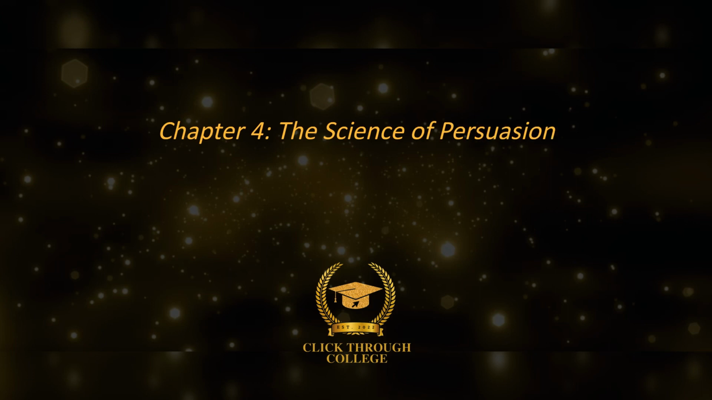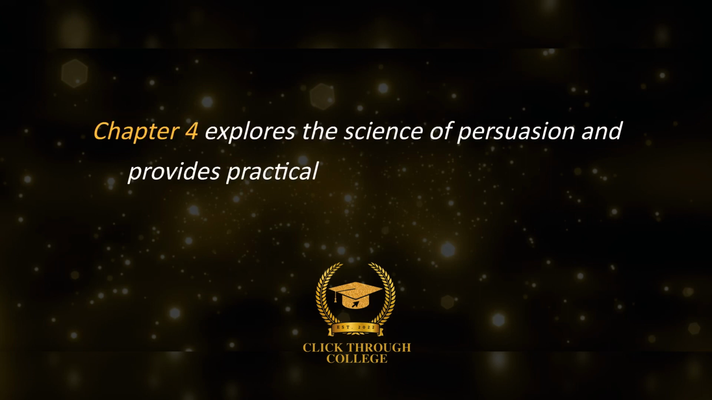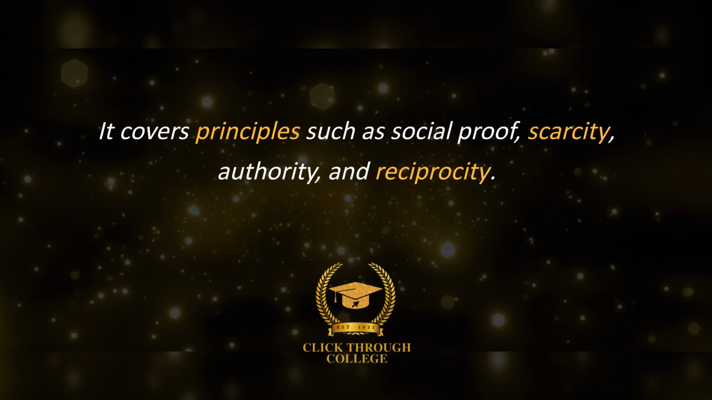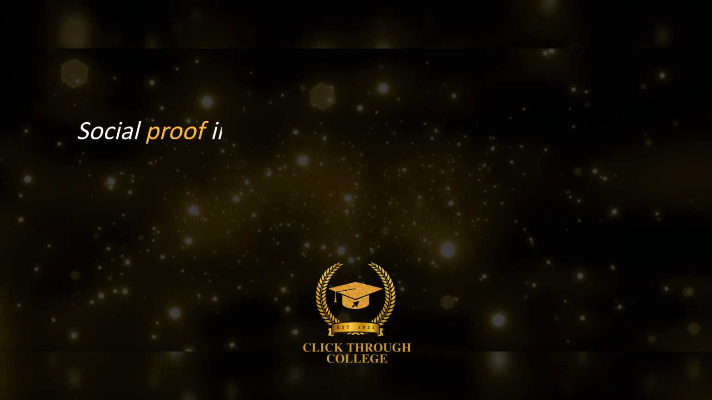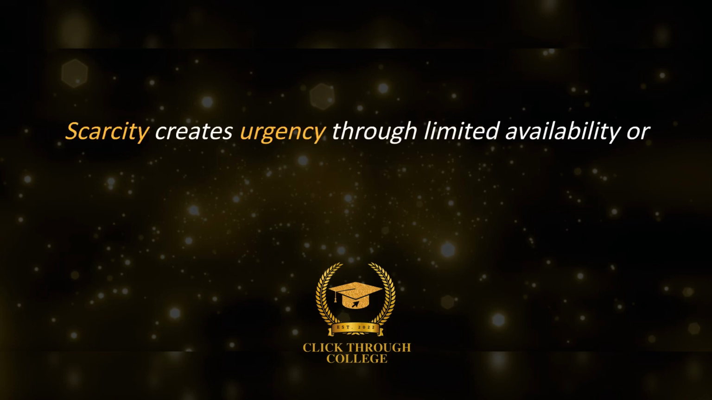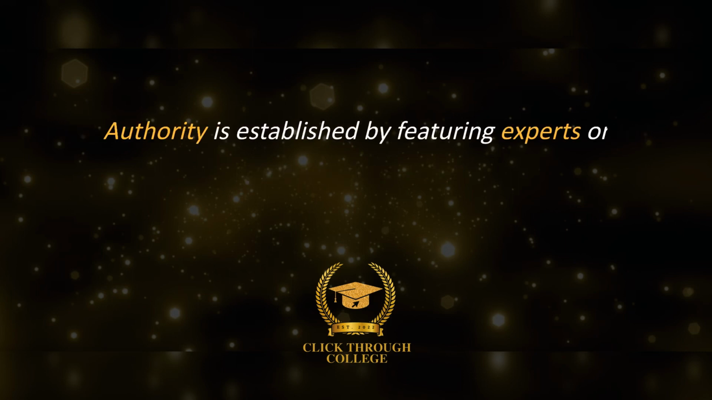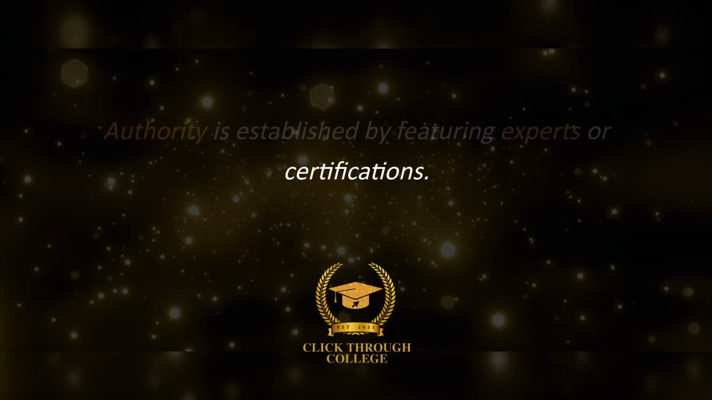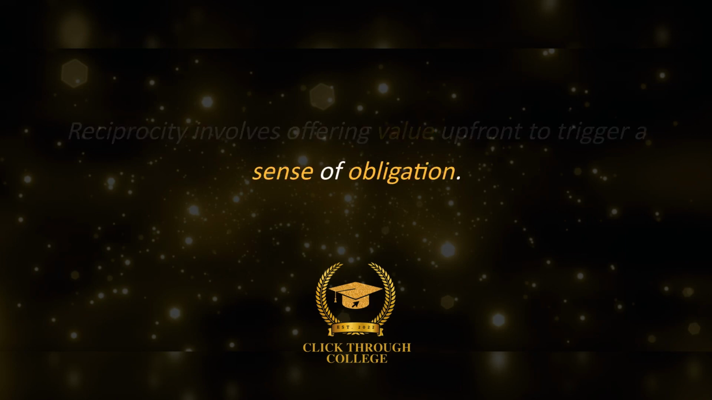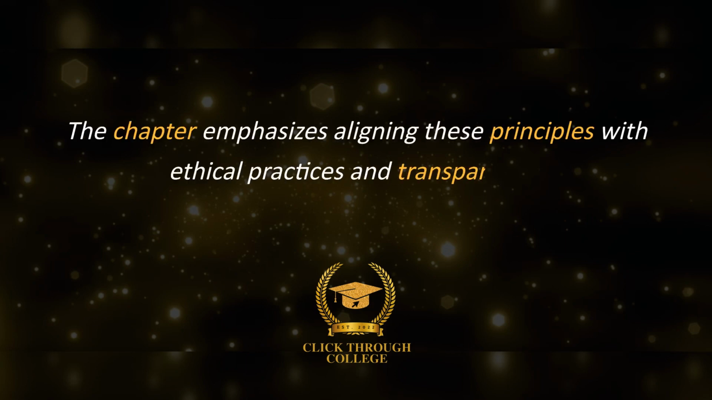Chapter 4, The Science of Persuasion. Chapter 4 explores the science of persuasion and provides practical strategies for marketers. It covers principles such as social proof, scarcity, authority, and reciprocity. Social proof involves showcasing positive reviews or endorsements. Scarcity creates urgency through limited availability or time-sensitive offers. Authority is established by featuring experts or certifications. Reciprocity involves offering value up front to trigger a sense of obligation. The chapter emphasizes aligning these principles with ethical practices and transparency.